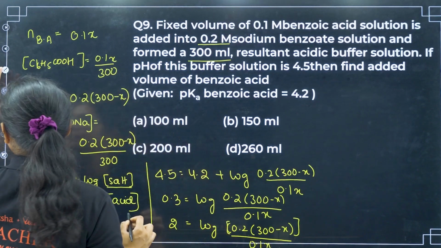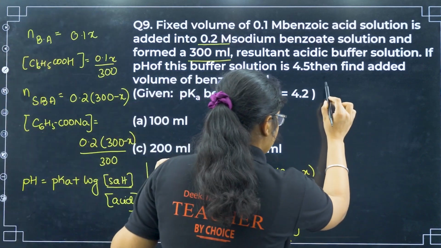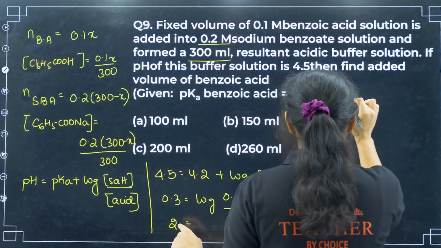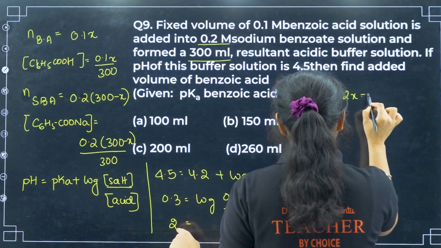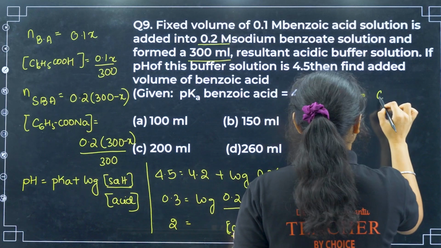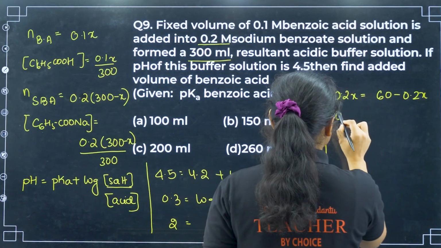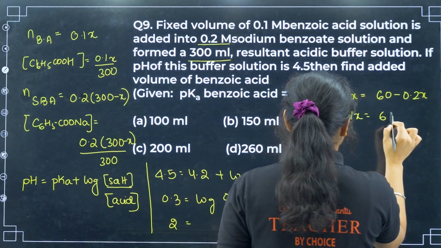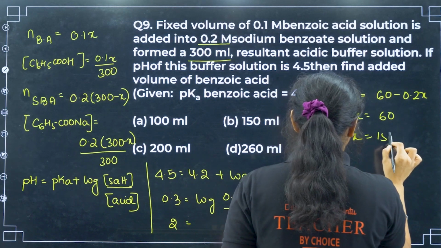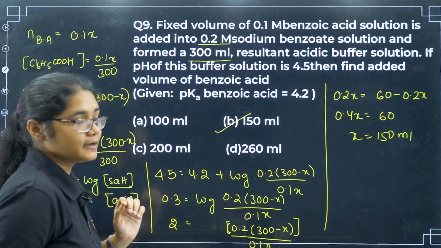Now this is 10 to the power of 0.3, equal to 2, and the log will go now, right? So that is not there. Now what I can do, just multiply this one. So 0.2 X is equal to 60 minus 0.2 X, right? This one will add this side. So 0.4 X is equal to 60, X will be equal to 150 ml. So that is option number B here.